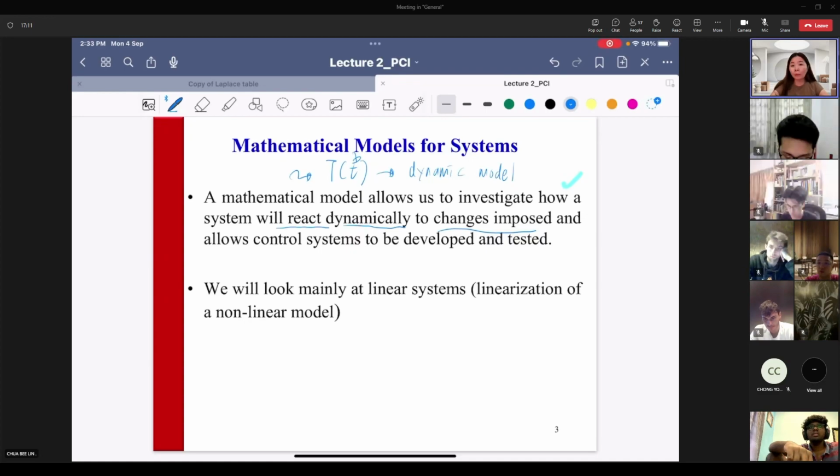If everything remains constant, no change, meaning that the system achieves a steady state, there will be no dynamic model. So as long as there is a change imposed on the system, you will be deriving a mathematical model, which is a dynamic model. It will change according to time.